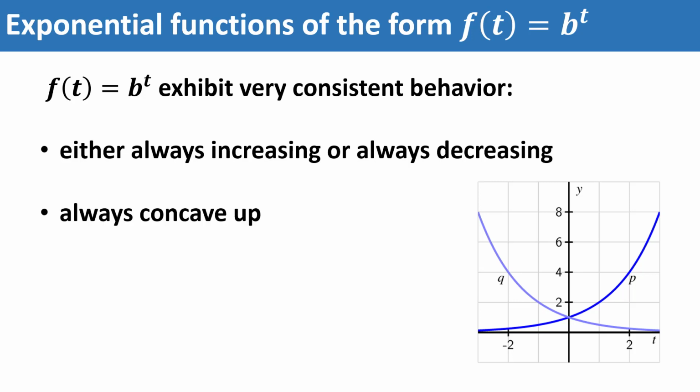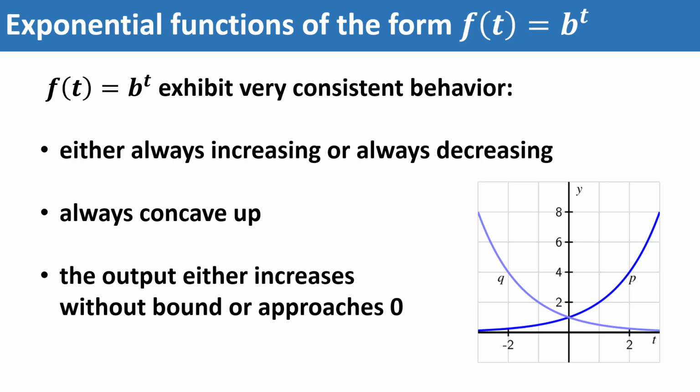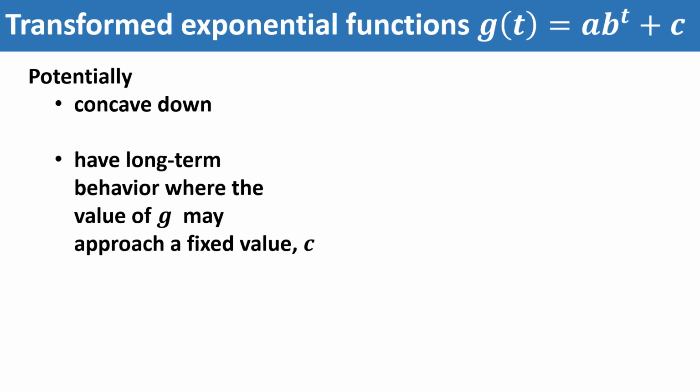In addition, if we consider the function's long-term behavior as the input t increases without bound, we find that the output f of t either increases without bound or approaches zero. By considering transformed versions of exponential functions in the form g of t equals ab to the t power plus c, we find that we are able to generate exponential-looking graphs that are potentially concave down and that have long-term behavior where the value of g may approach a fixed value, c.